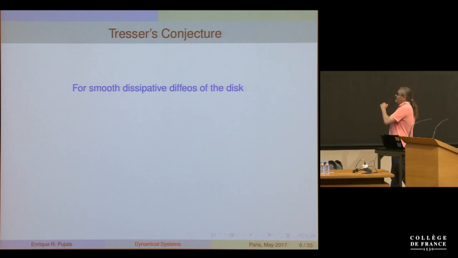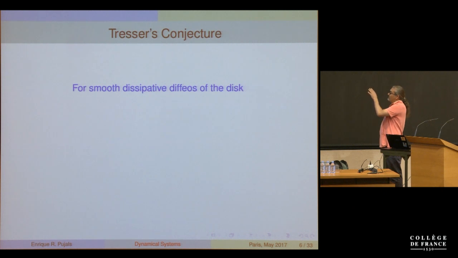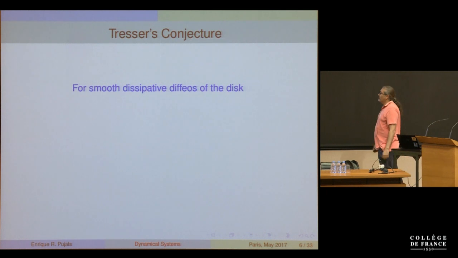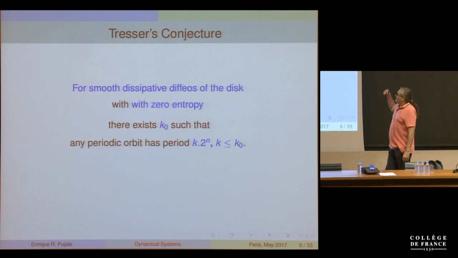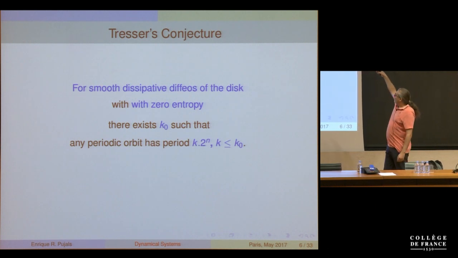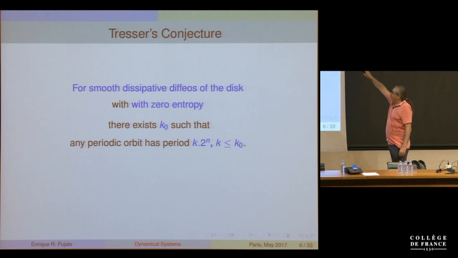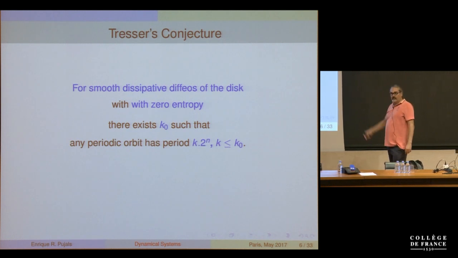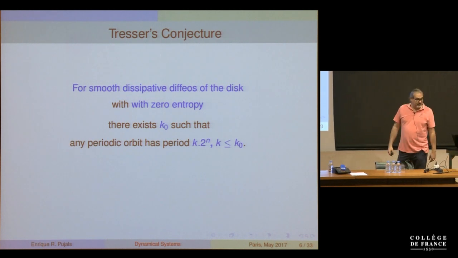that for a smooth dissipative diffeomorphism on the disk, and keep in mind the two words, smoothness and dissipative diffeomorphism. So you need this volume contraction property with zero entropy. Any periodic orbit has period k multiplied by 2 to the n, k is odd, with k bounded by k0. So this means, let me say it again. So you have this situation, there is a k0 that is going to bound the odd part of the period.